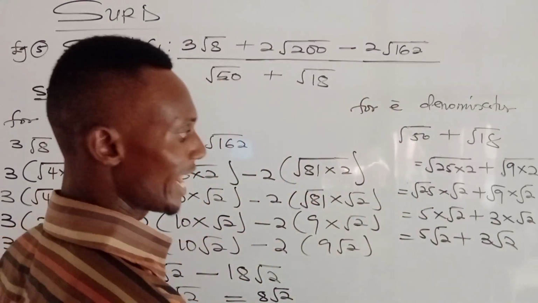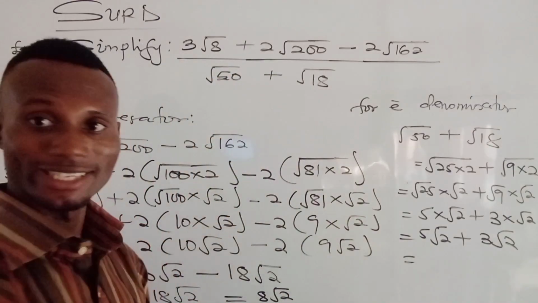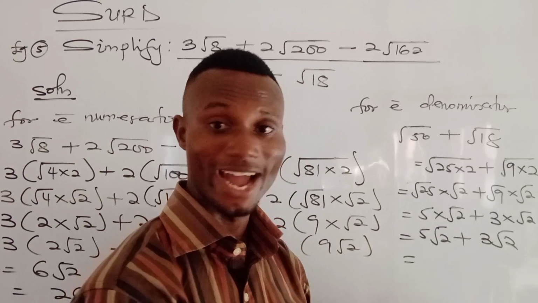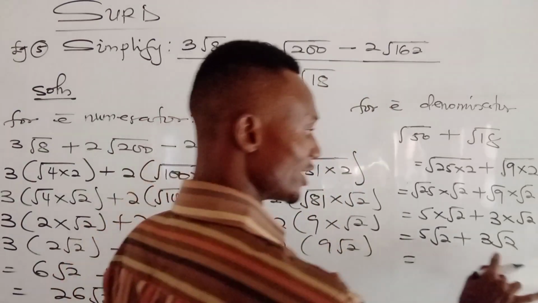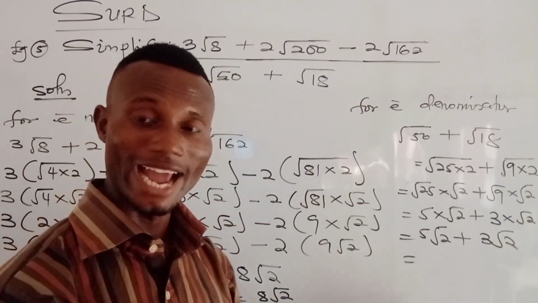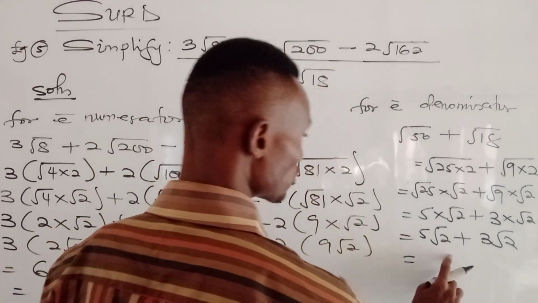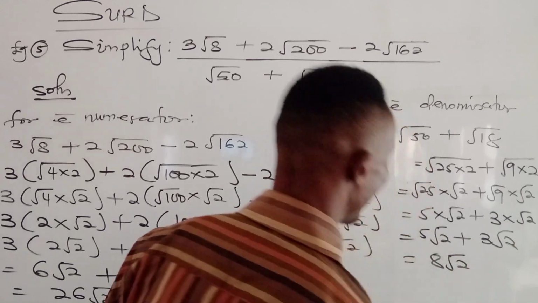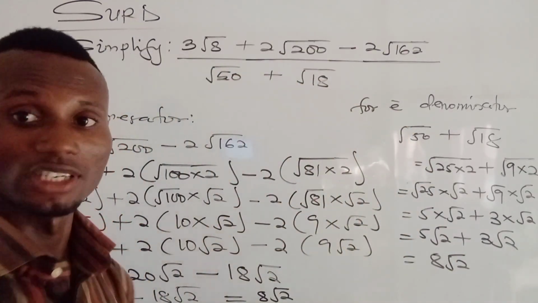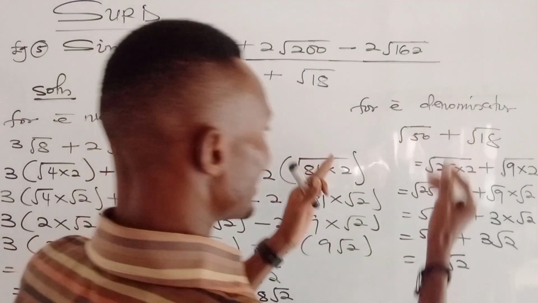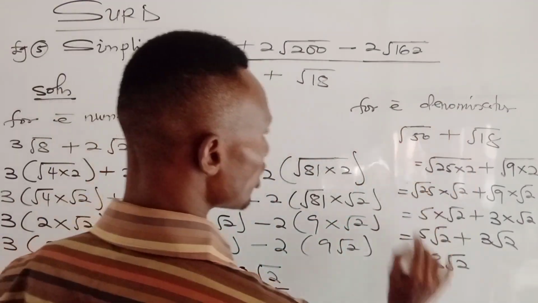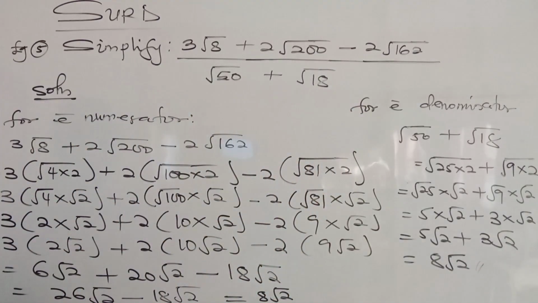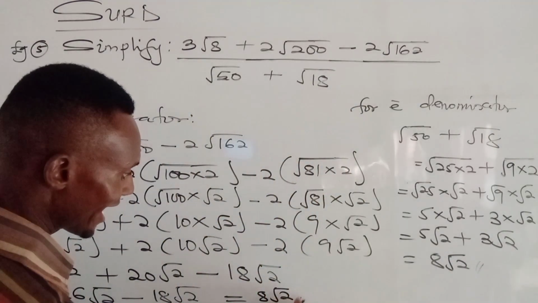Okay, so now let's go ahead and add them. Because it's addition, we can simplify further. They are like terms, so we can simplify. Because this one has root 2, this one also has root 2, so they are like terms, so we can simplify. So 5 root 2 plus 3 root 2 is going to give me 8 root 2, and I hope you agree with me up to this point. So for the denominator we are getting 8 root 2, which is here, and for the numerator also we are getting 8 root 2.